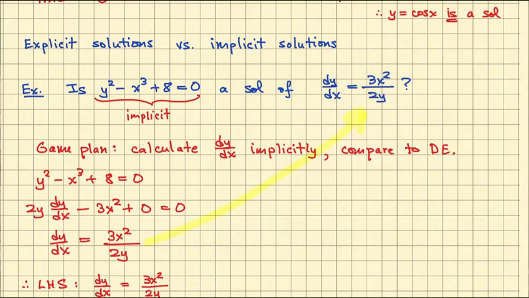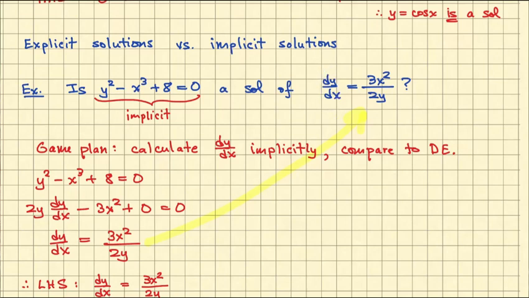So here's our game plan. Let's just stay philosophically consistent with what we did before. Let's look at the left-hand side of the differential equation, and we want to calculate what dy dx is. So if this is our proposed solution, we want to calculate dy dx of this, and we want to use implicit differentiation to do that. So we'll go ahead and calculate dy dx implicitly.